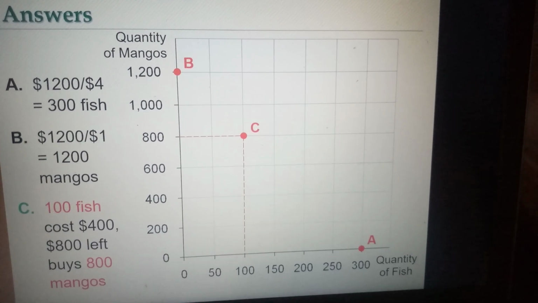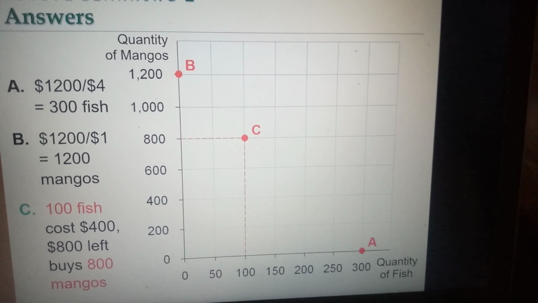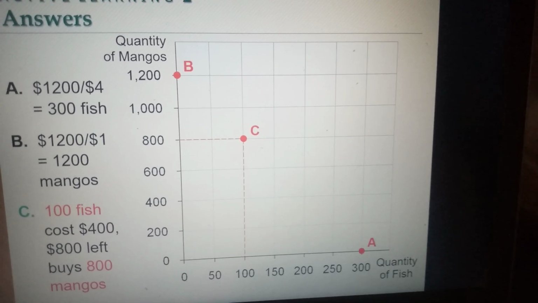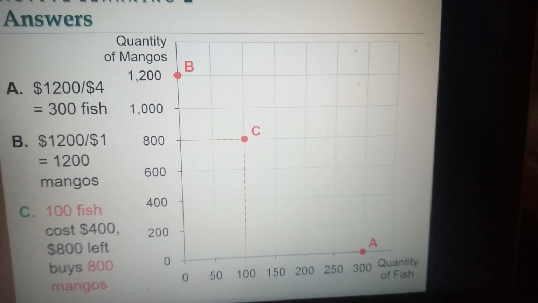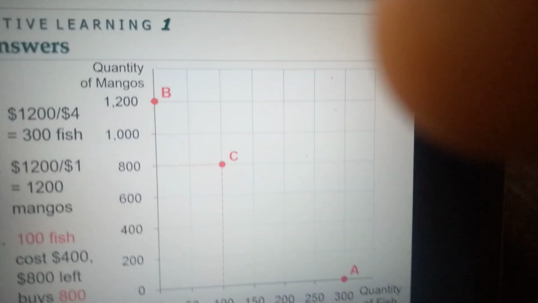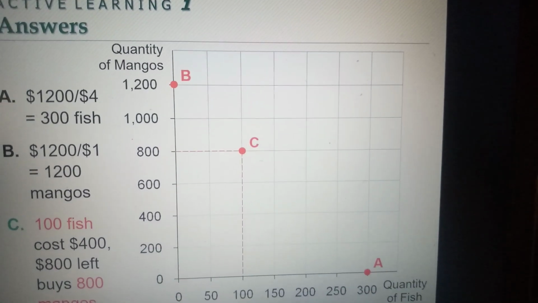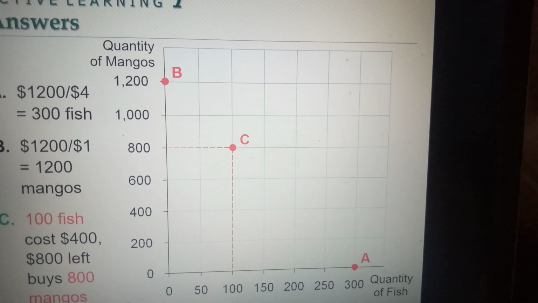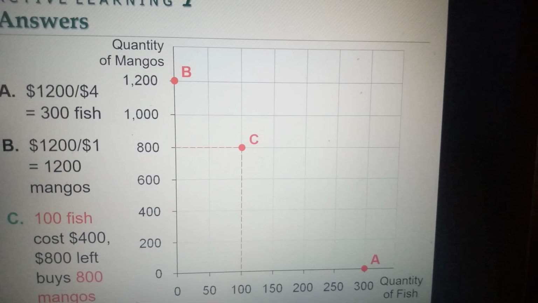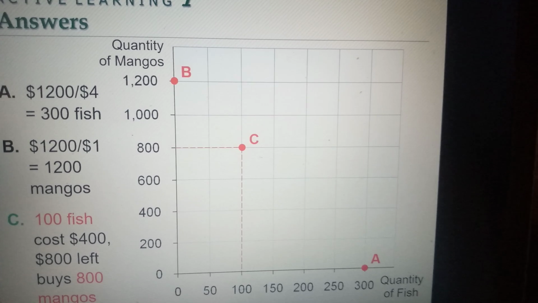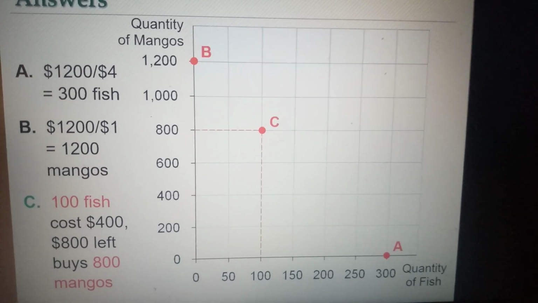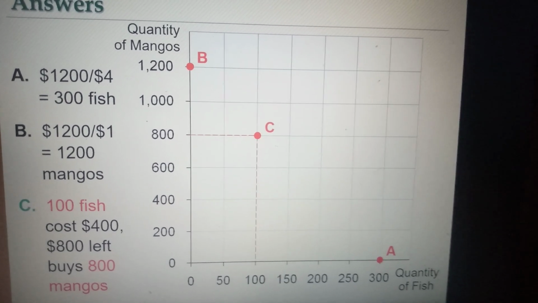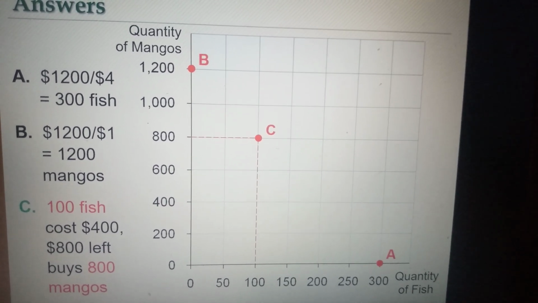The C says, if he buys 100 fish, then how many will be left to buy the mango? So as you can see, if he buys 100 fish, the cost will be $400. Then $800 will be left to buy mangoes. So definitely he's going to get 800 mangoes when he buys 100 fish with the income.